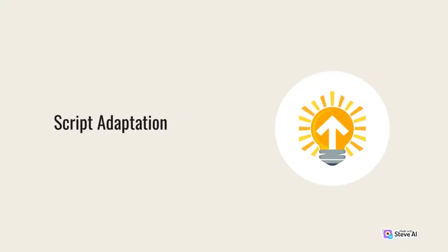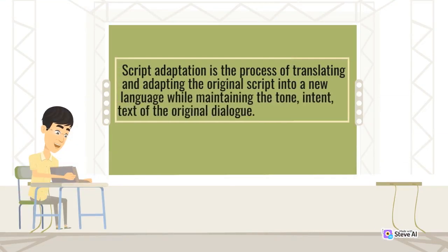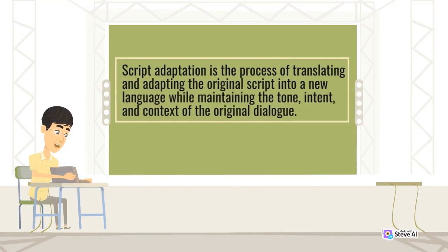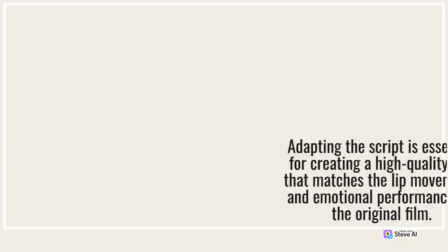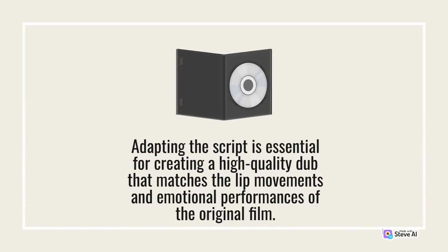Script adaptation. Script adaptation is the process of translating and adapting the original script into a new language while maintaining the tone, intent, and context of the original dialogue. Adapting the script is essential for creating a high-quality dub that matches the lip movements and emotional performances of the original film.